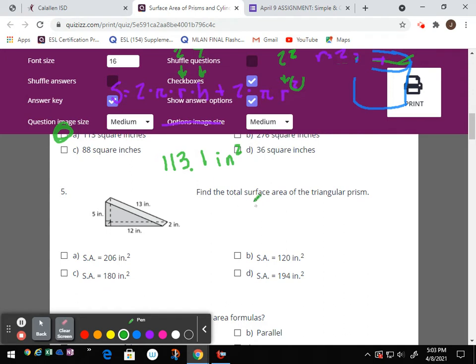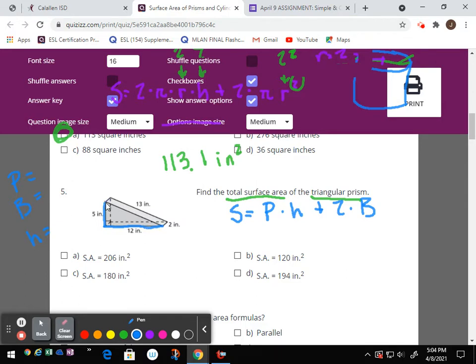Number 5 says find the total surface area of this triangular prism. So we have another triangular prism. We're finding the total surface area. The total surface area formula for a triangular prism is big P times H plus 2 times big B. So again, we're looking for P, B, and H. And even though this triangular prism is sitting on this rectangular base, the base is always the triangle for triangular prisms. We have 2 triangles, one in the front and one in the back.